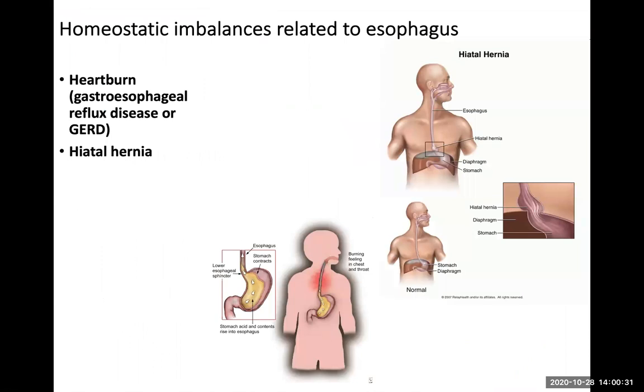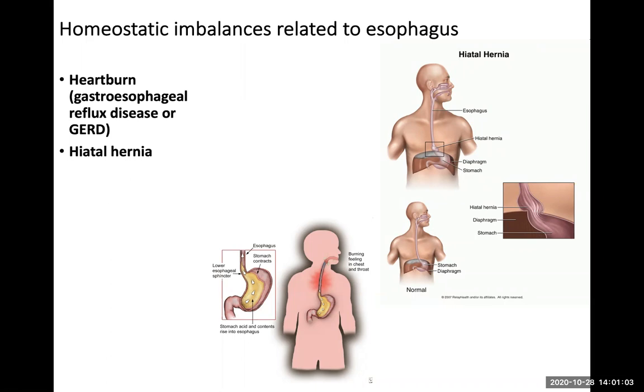Okay, I'm not going to spend a lot of time on this, but there are some homeostatic imbalances related to the esophagus and the esophageal sphincter. Two examples of those would be what we call gastroesophageal reflux disease, or GERD, commonly known as heartburn. And then GERD gone wrong can result in hiatal hernia, or the two are kind of tied. Give me a second, I'll describe what I'm trying to say.